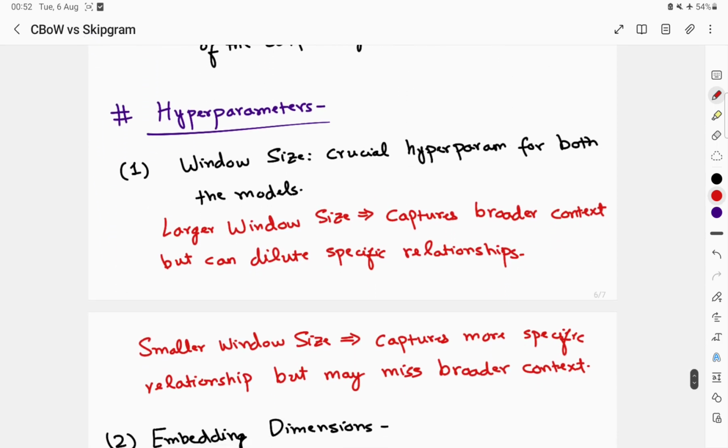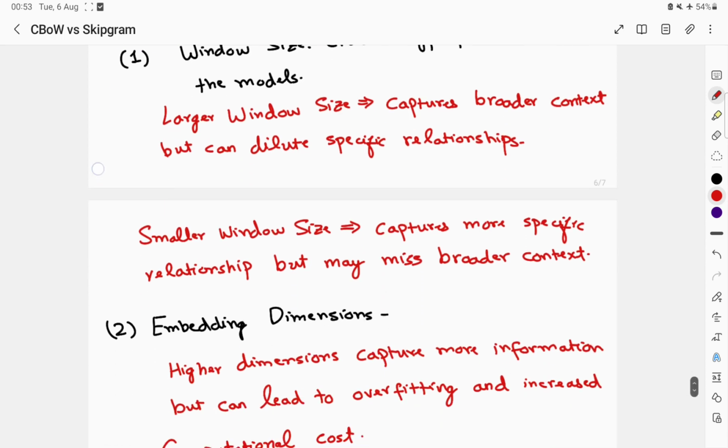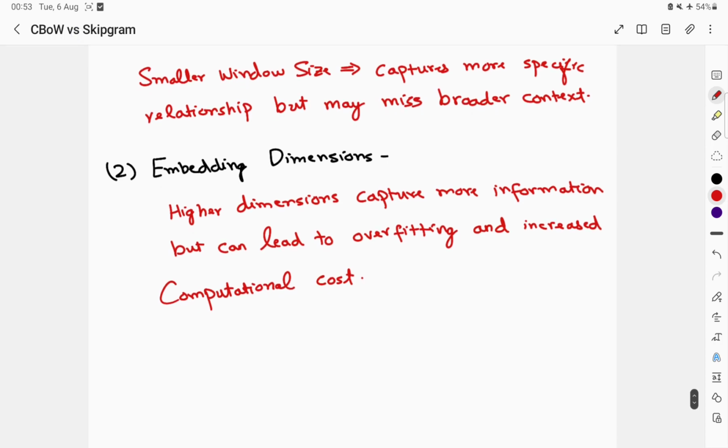And then let's talk about some of the hyperparameters. The first hyperparameter would be the window size. It's a very crucial hyperparameter for both the models. A larger window size would allow you to capture more broader context, but it can also dilute specific relationships between different words in your corpora. A smaller window size would often capture more specific relationships, but on the other hand, it may miss out on the broader context. The second hyperparameter would be the embedding dimensions. Higher embedding dimensions capture more information, but can also lead to overfitting and increased computational costs.